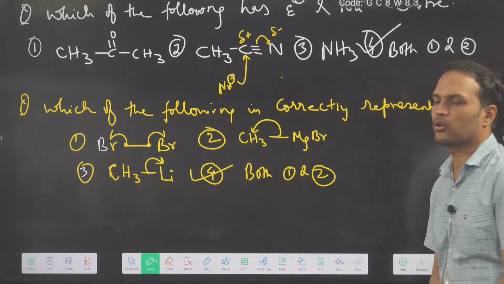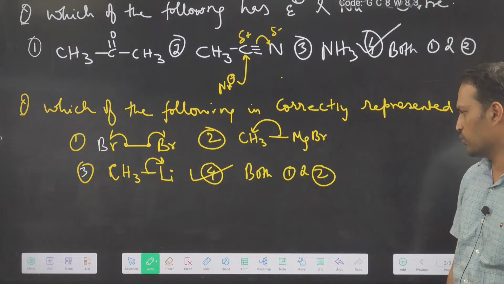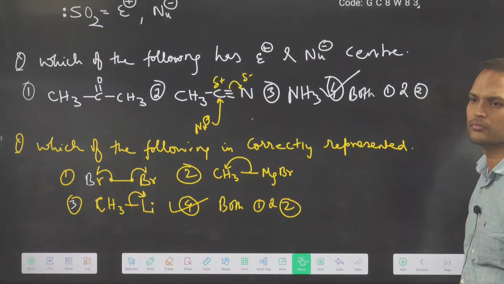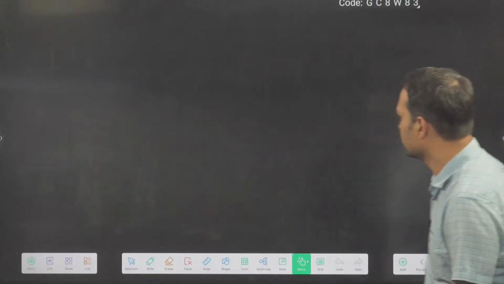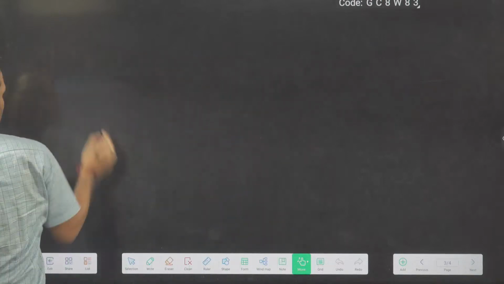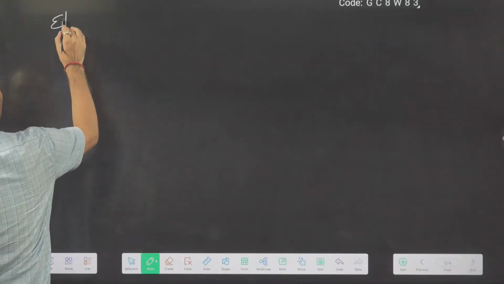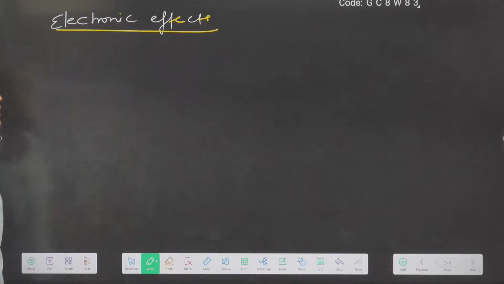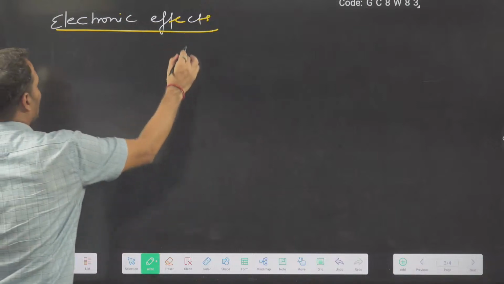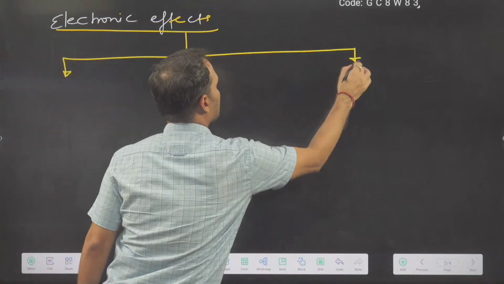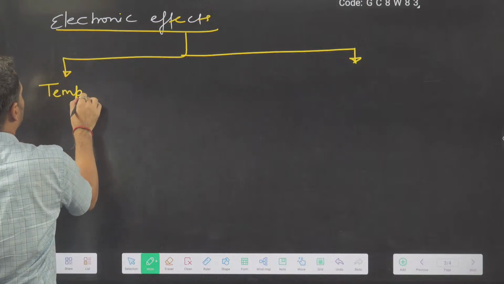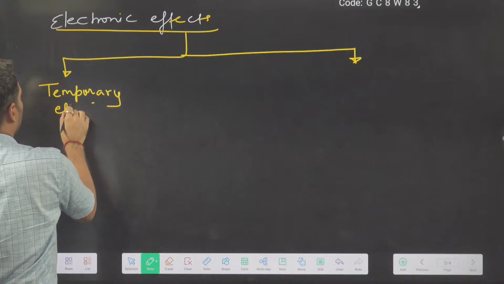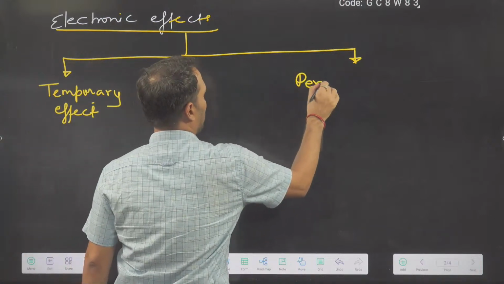So this is all about electrophile and nucleophile. Now you should go and practice the questions. Clear with this? That's it. So now the next topic they are talking about is electronic effects. Your syllabus was till that point only. Electronic effects, we can divide into two parts. One is your temporary effect, and the second one is the permanent effect.